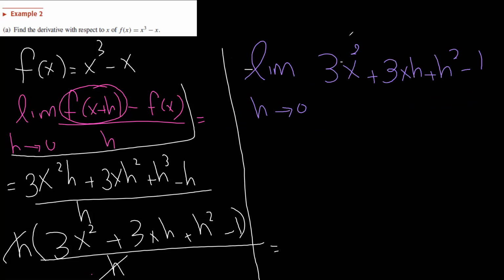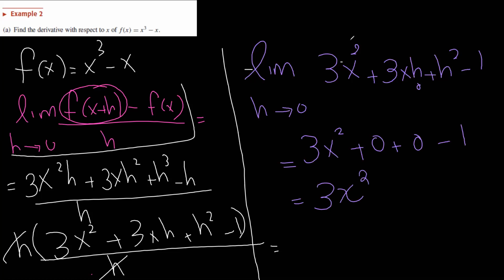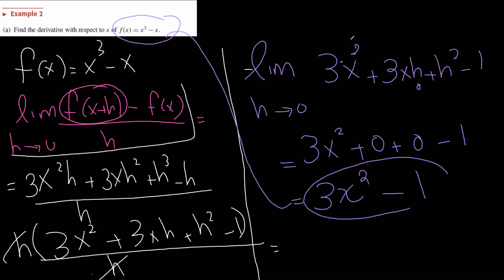Just now, what do you have to do? Who can tell me? Substitute h with 0. So what you will have is 3x squared as it is, 0 times 3x is 0, plus 0 squared is 0, minus 1. So the answer will be 3x squared minus 1. So the derivative of f of x is 3x squared minus 1.